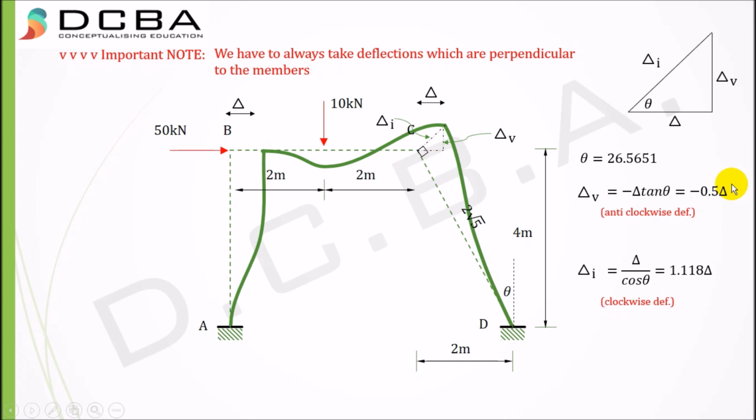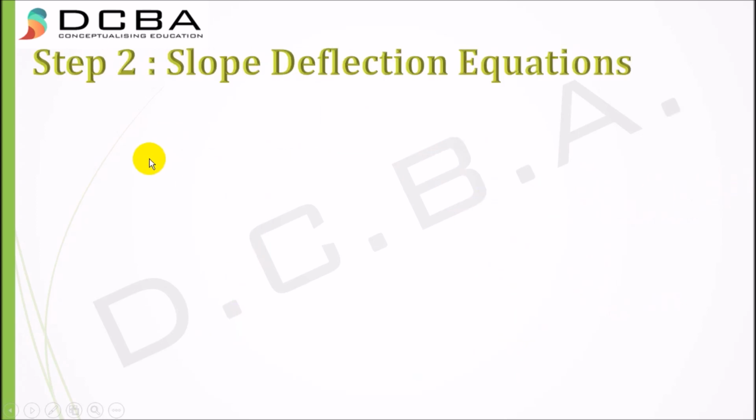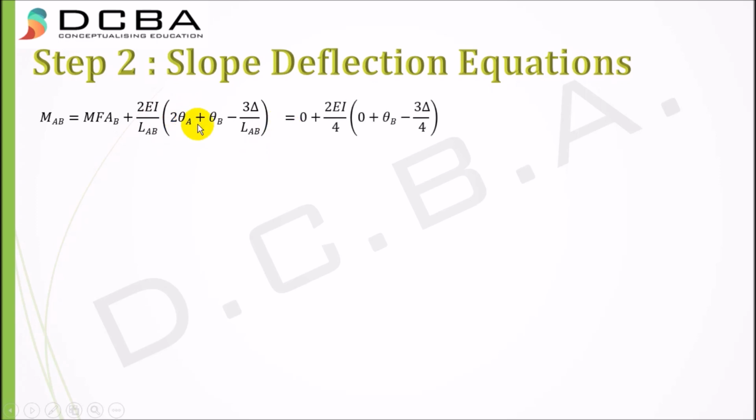Alright, moving to step 2, which is writing the slope deflection equations. So MAB is equal to MFAB plus 2EI by LAB into 2 theta A plus theta B minus 3 delta by LAB. Now, as you know, theta A would be 0 because it's a fixed point, and MFAB was also 0. So 0 plus 2 EI by 4, 4 is the length of AB. Then this is 0 theta B minus 3 delta by 4. So this delta is basically horizontal deflection, which we can apply to member AB because it's a vertical member. Okay. So let us simplify this again. We get 2 EI by 4 theta B minus 3 delta by 4. And I'll name this equation as 1.